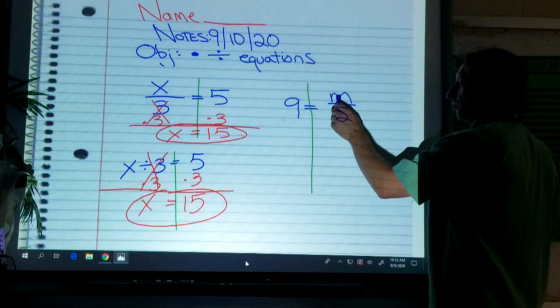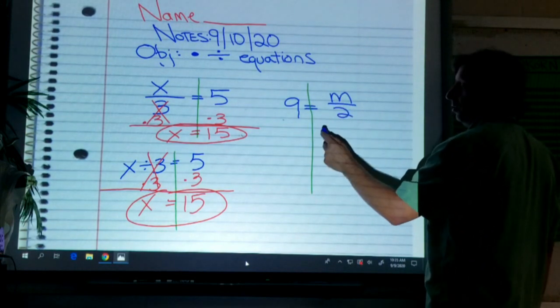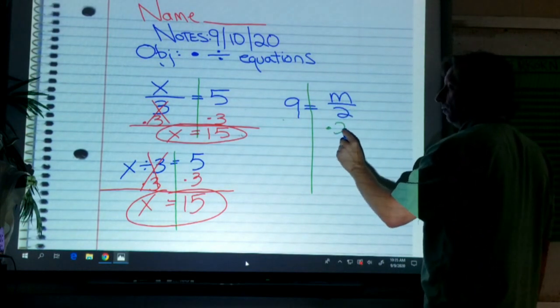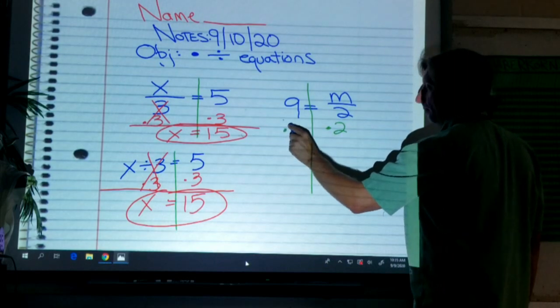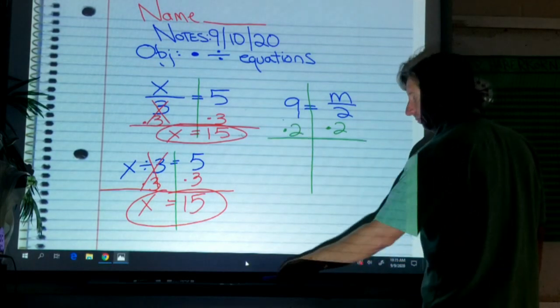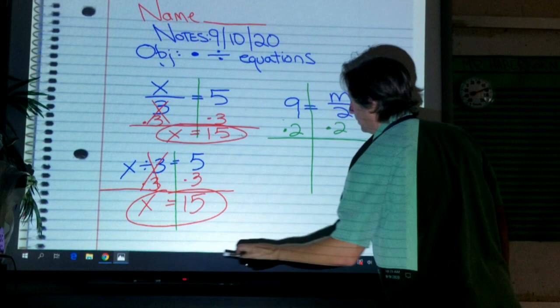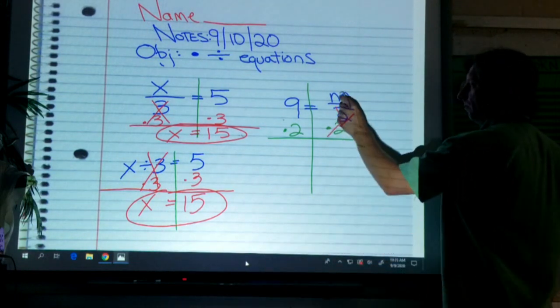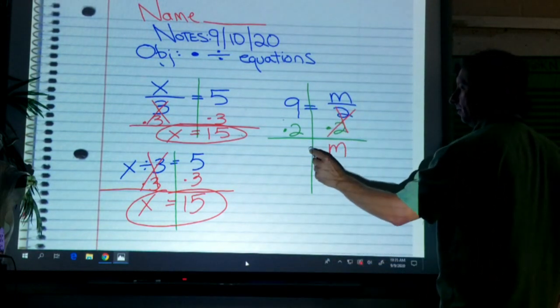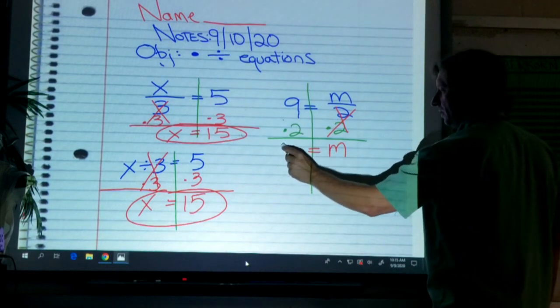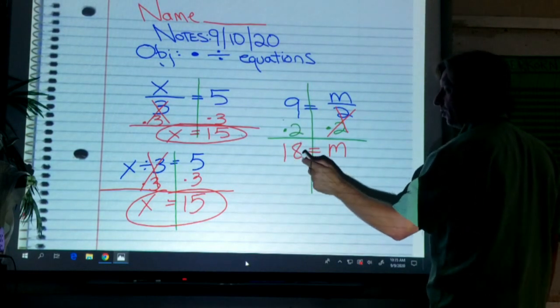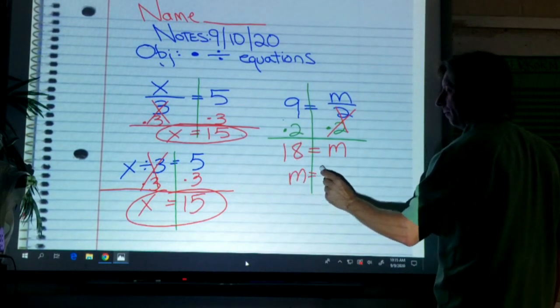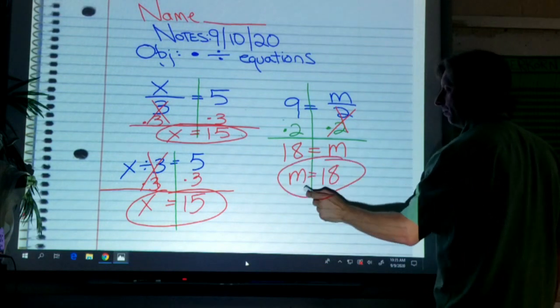So this is m divided by 2. I'm going to do the opposite. Times 2. If I do it to one side, I do it to the other. The 2's cancel out. All that's left is m. And then 9 times 2 is 18. Oh, that one's backwards. Let's flip it. And there's my answer. M equals 18.